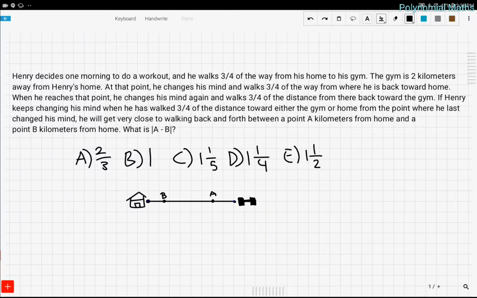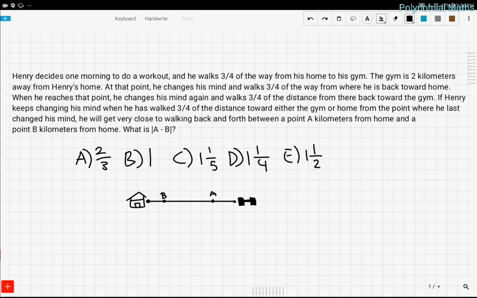Everyone, in this video I'm going to show you how to solve number 18 of the AMC 10B 2019. The problem asks, Henry decides one morning to do a workout and he walks 3/4 of the way from his home to his gym. The gym is 2 kilometers away from Henry's home.